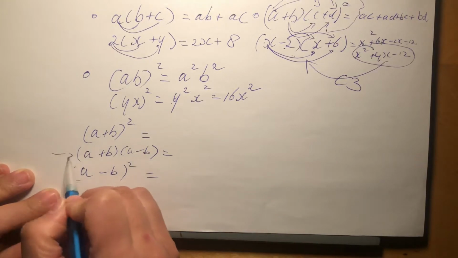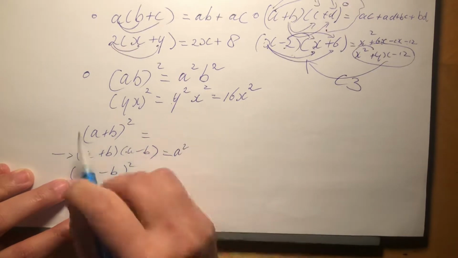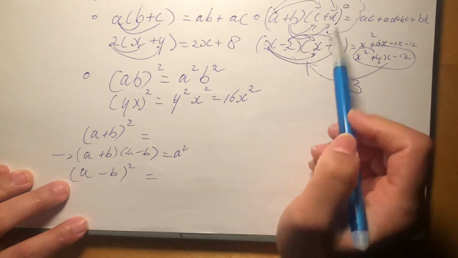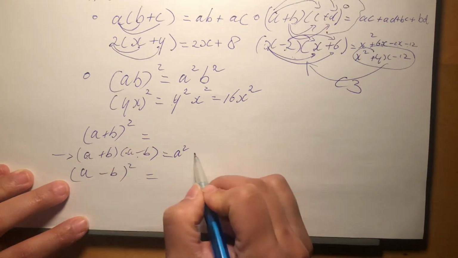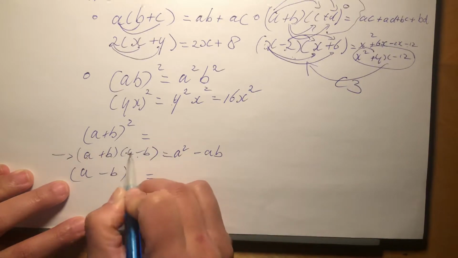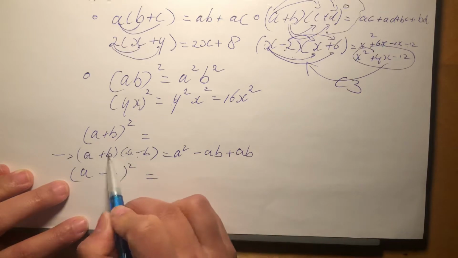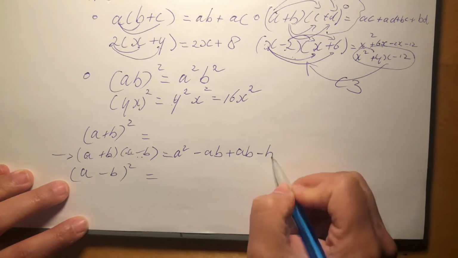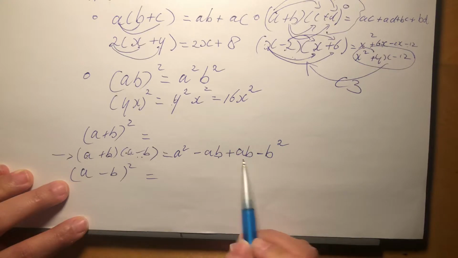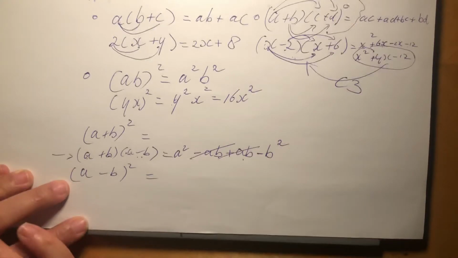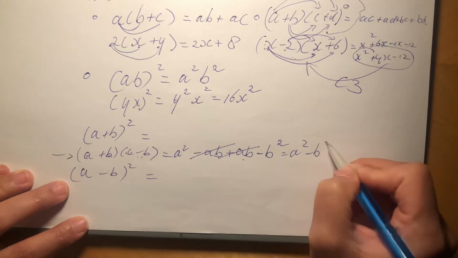This one is the easiest one because A times A is A squared. It's based on this one. Then A times negative B is negative AB. B times A becomes positive BA, which is AB. And then B times negative B is negative B to the power of 2. Then negative AB plus AB becomes 0. So we are left with A to the power of 2 minus B to the power of 2.